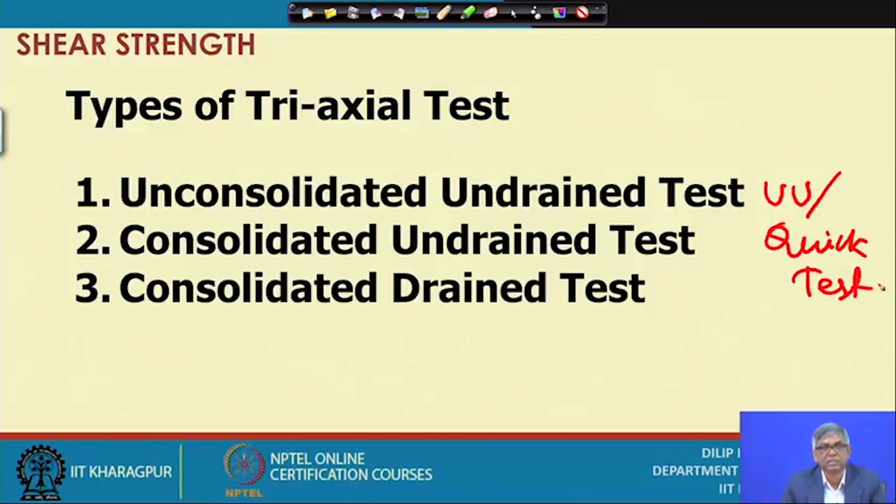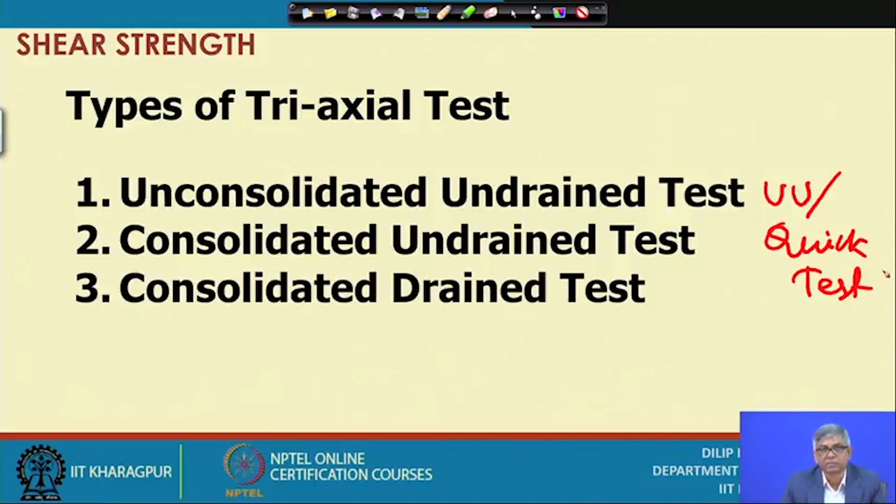Universally it is known as the UU test, sometimes called the quick test. The next one is the consolidated undrained test. When we apply the confining pressure and the soil is saturated, that pressure, before transferring to the soil grains, goes to the pore water inside it, in the form of excess pore water pressure. If you allow some time and allow drainage, slowly water will come out and this pore pressure will be dissipated, and the applied confining pressure will slowly be transferred to the soil grains. That is the consolidation stage we do first.